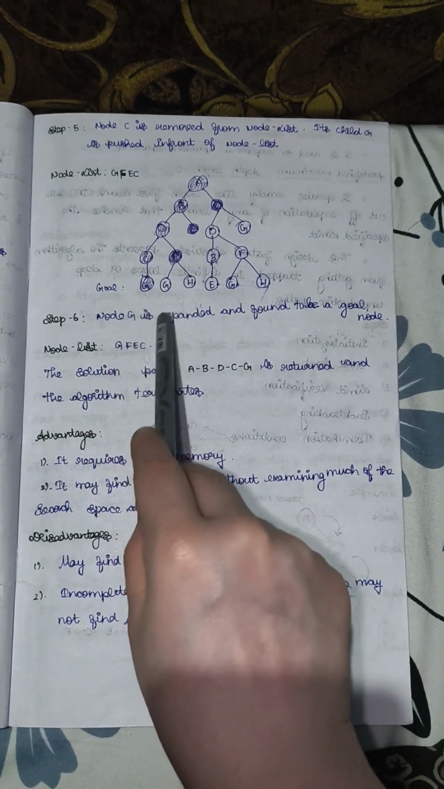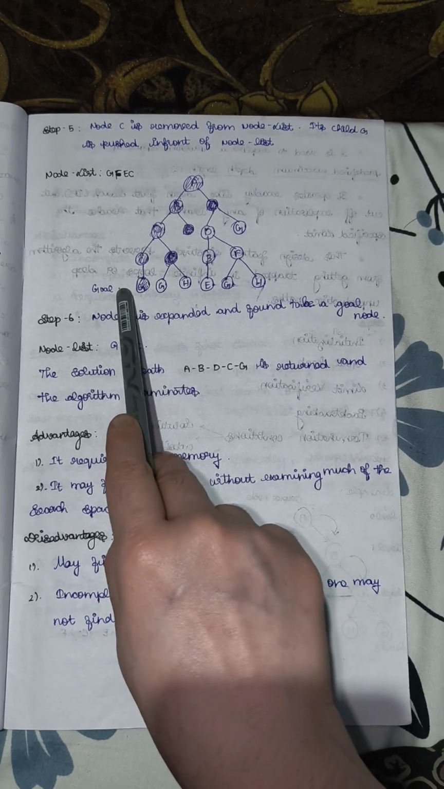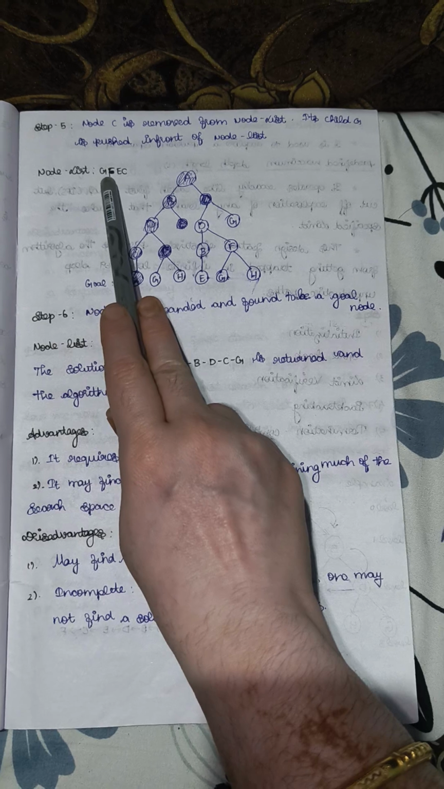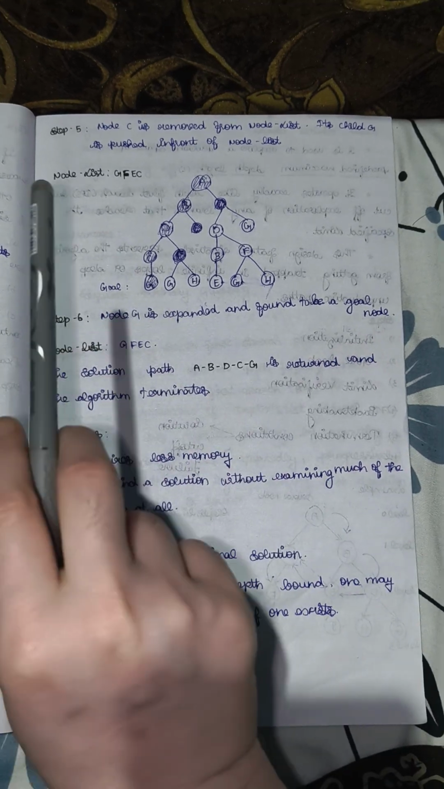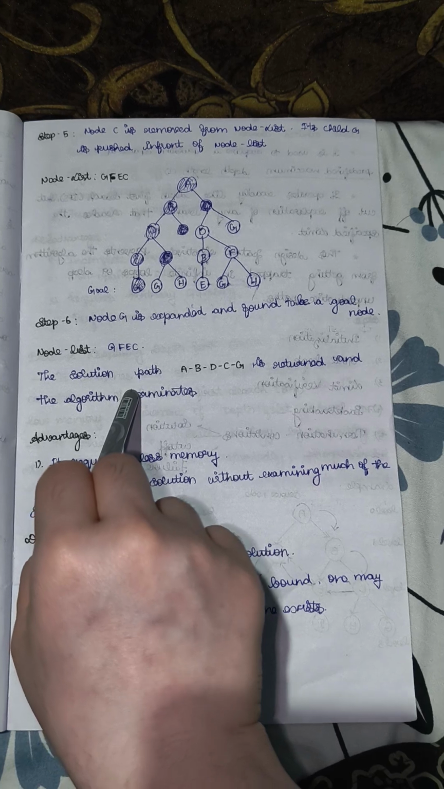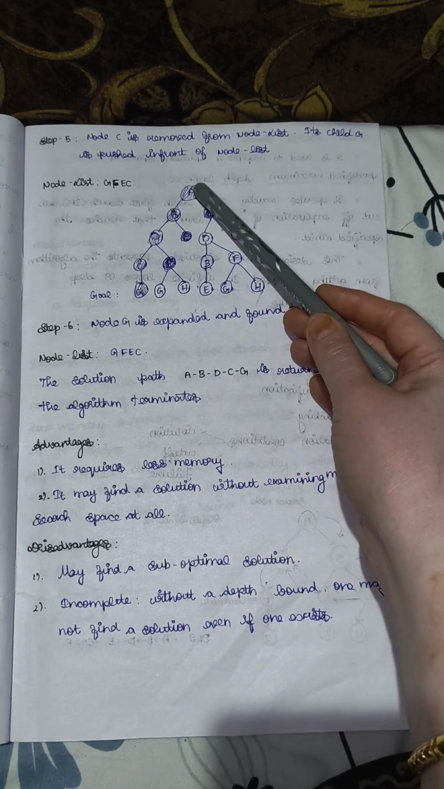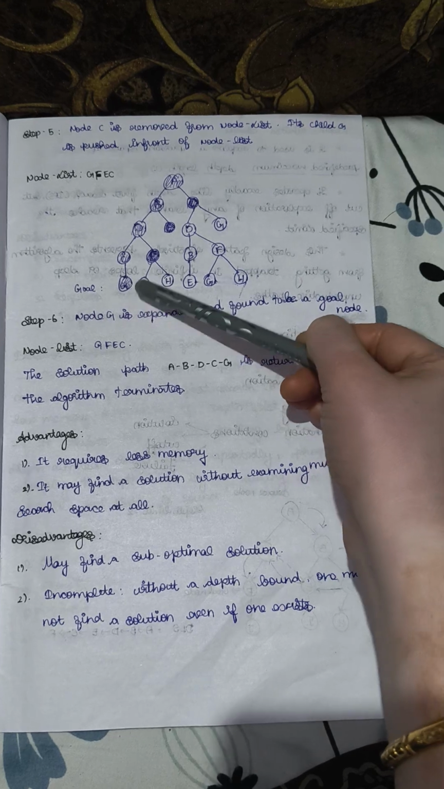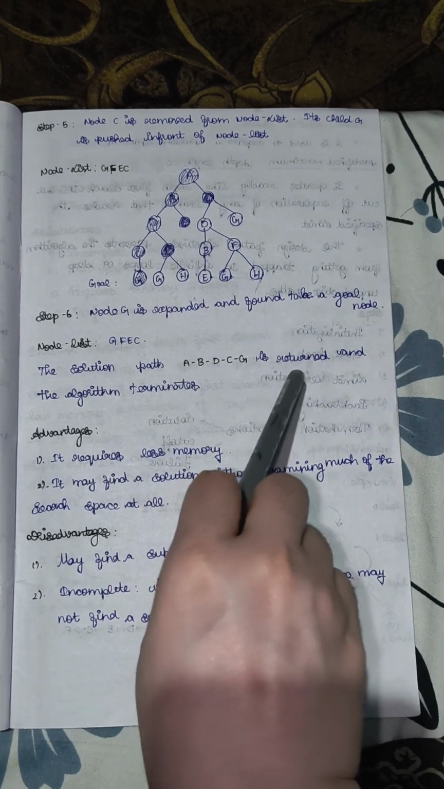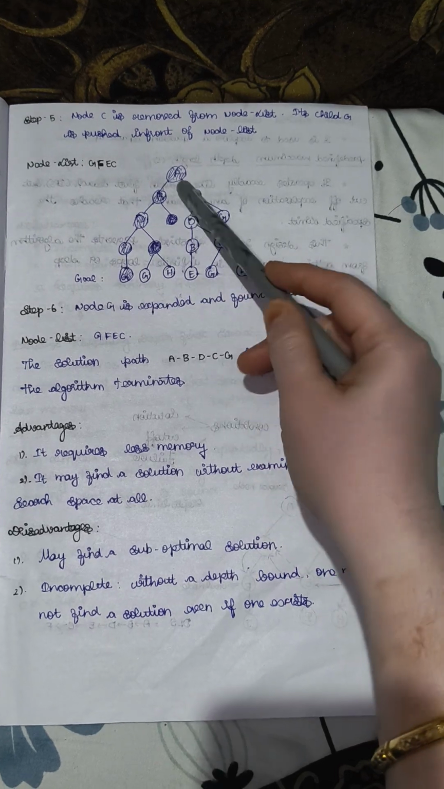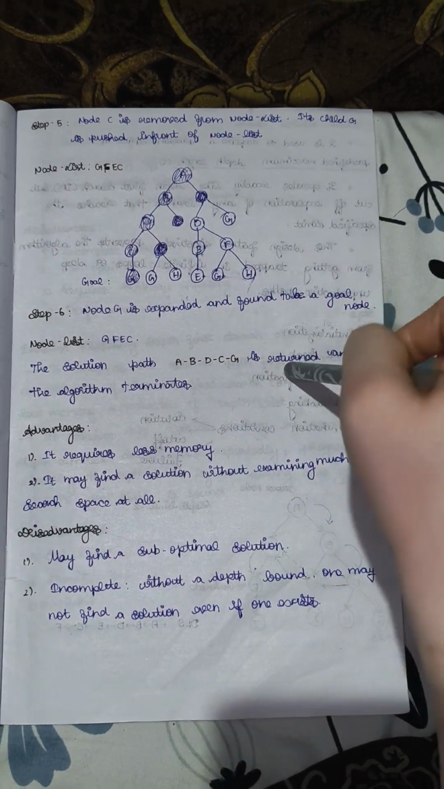Since G is our goal state, we have reached G in the first place in the node list. So our algorithm ends here. The solution path has been found. The solution path is from A to B, B to D, D to C and C to G. This is the path. By using this algorithm, with this path we have found the goal state.